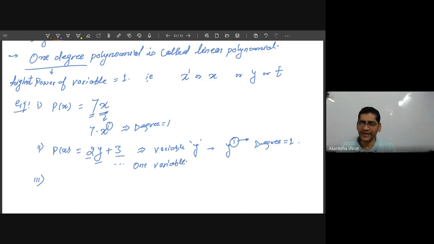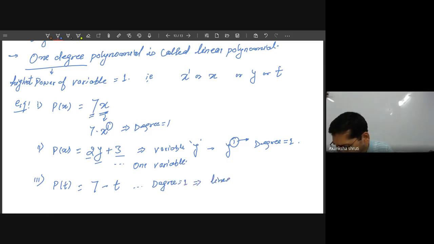The alphabet like x, y, z, t, u, v, all these are taken as variables. If I am writing P(t) is equal to 7 minus t, which kind of polynomial is it? For that we have to observe the degree. So degree is 1. So it is a linear polynomial.